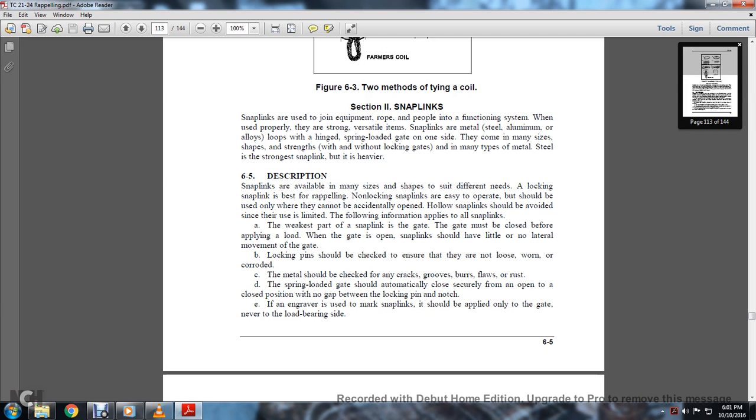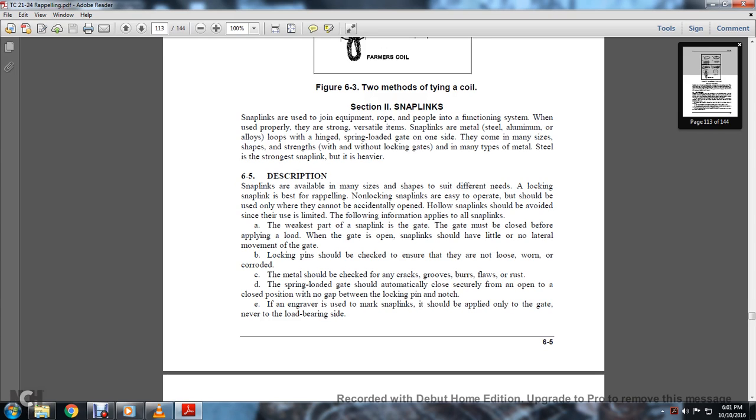The weakest part of the snap link is the gate. The gate must be closed before applying the load. When the gate is open, the snap link should have little or no lateral movement of the gate. Lock pins should be checked to ensure that they are not loose, worn, or corroded. The metal should be checked for any cracks, grooves, burrs, flaws, or rust. The spring-loaded gate should automatically close securely from any open position to a closed position with no gap between the locking pin and the notch.